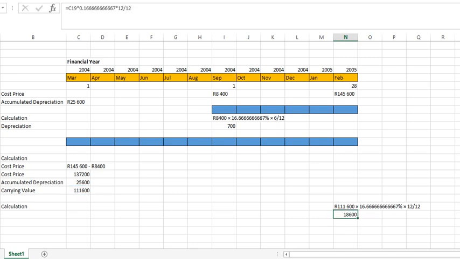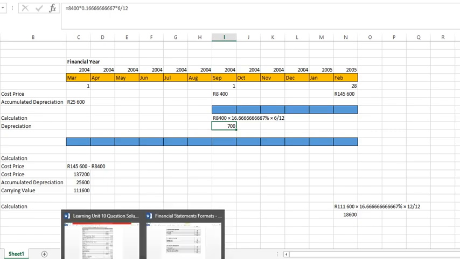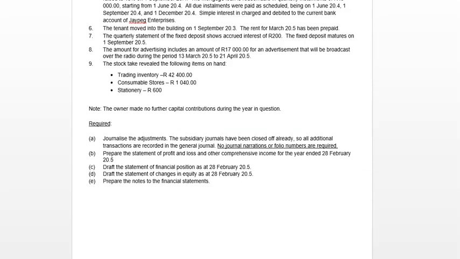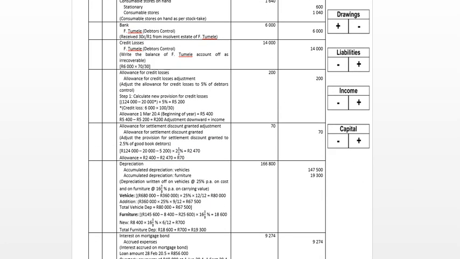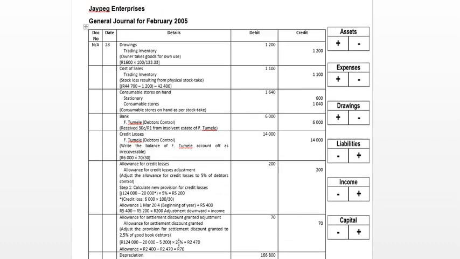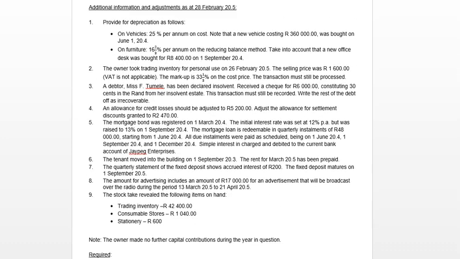So our depreciation at the end of the year towards this older furniture is 18,600 Rand, plus then our 700 Rand for the new desk which we bought. So if we account for this, then our total depreciation towards furniture will be 19,300 Rand. So we will debit our depreciation account and credit our accumulated depreciation on furniture account. Okay, so that's looking at our depreciation.